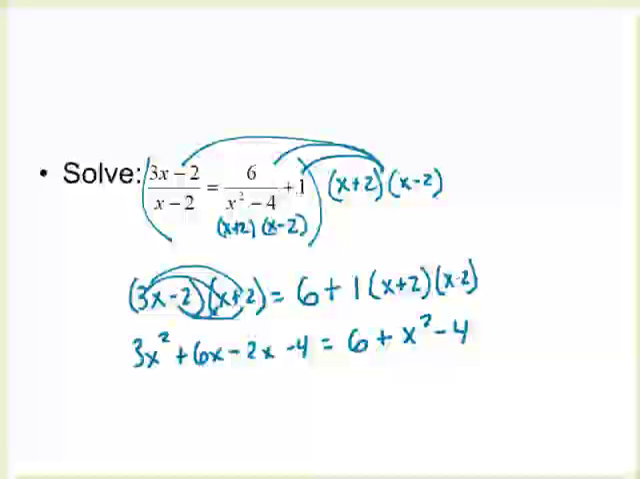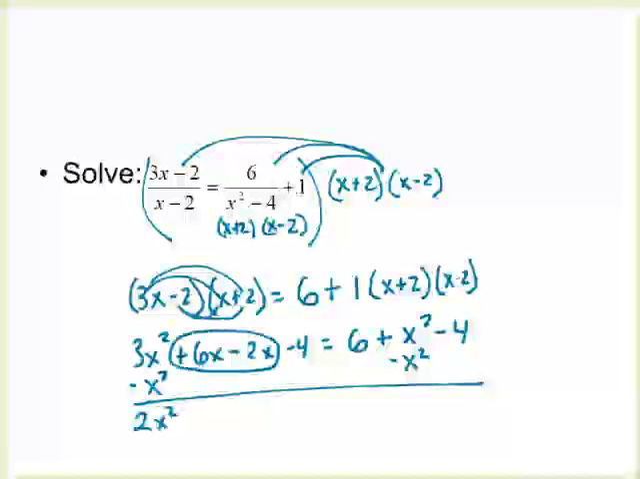This became quadratic, so we're going to move everything to one side. Subtract x squared. Combine my x's. I move the constants as well, subtracting 6 and adding 4, which gives minus 6.